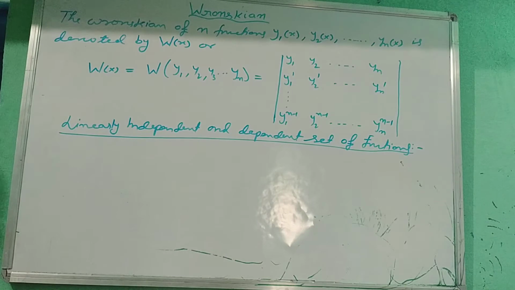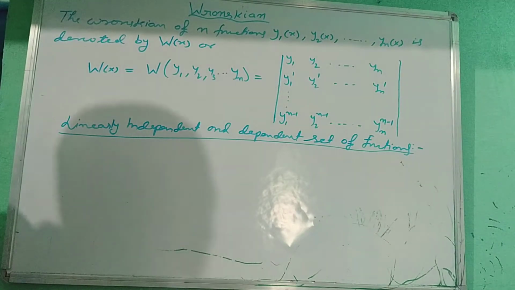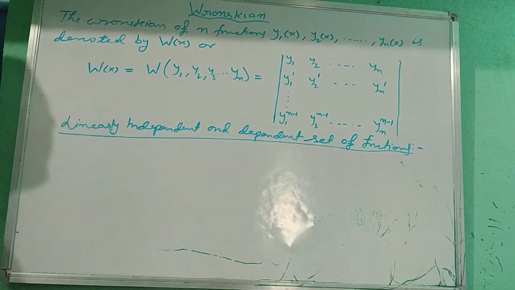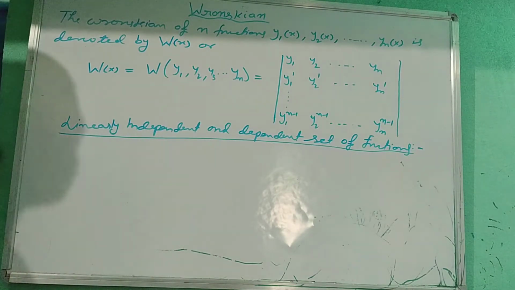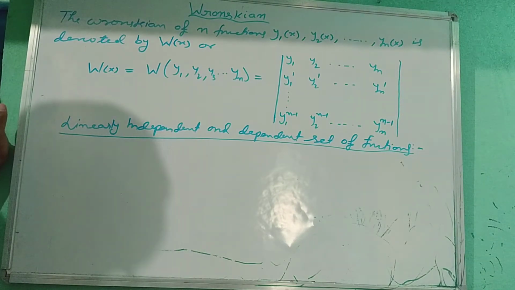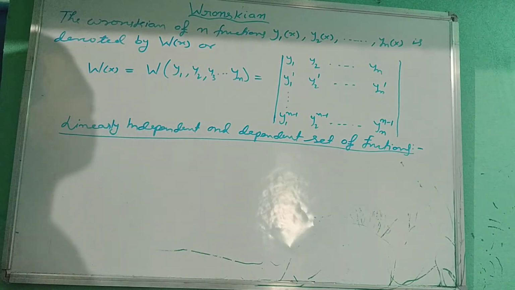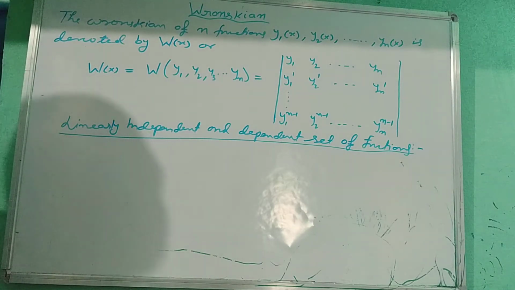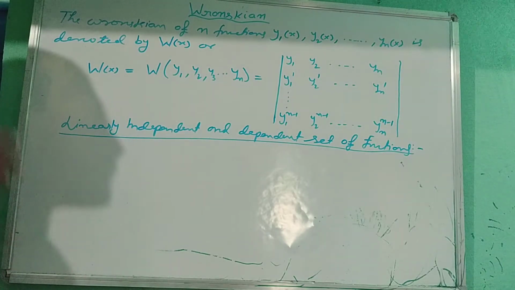Today we will learn a new topic, that is the Wronskian. This is a very important method for finding the linearly independent and dependent set of functions. Basically, the Wronskian is a process to calculate the dependency and independency, to calculate the behavior of the functions.